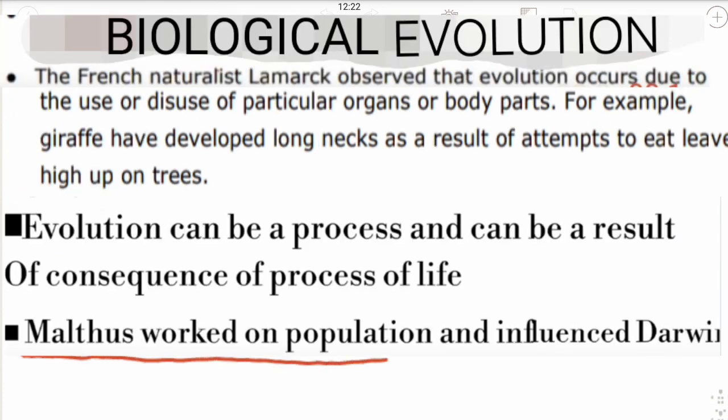Malthus worked on population and influenced Darwin. Even Malthus had worked on population and influenced Darwin. He said that natural selection is based on certain observations which are very factual.